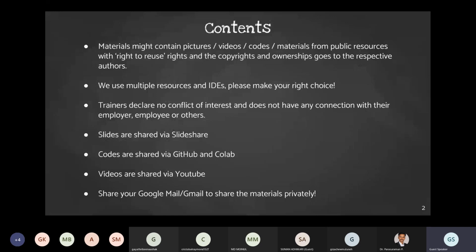As I already put up in all my slides, because I collect good materials from online, it's not that I prepared everything myself. So I want to give the right to use, I mean, right ownership.